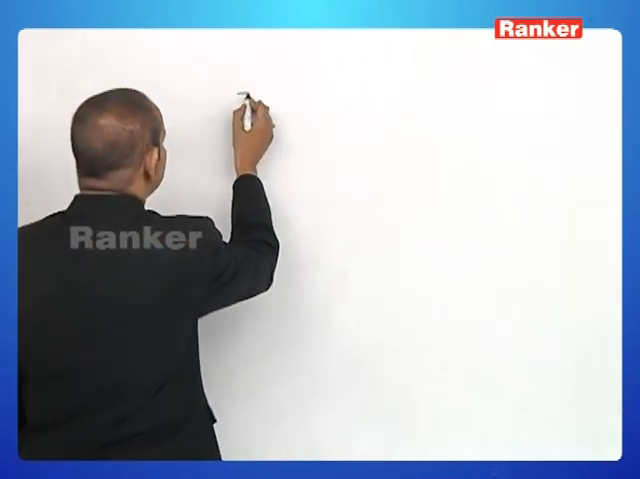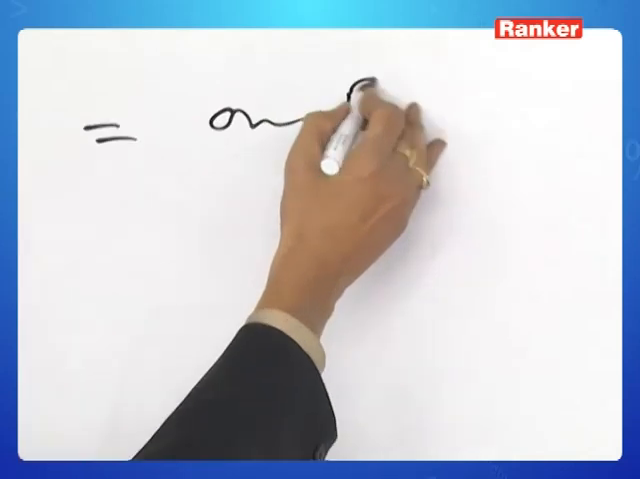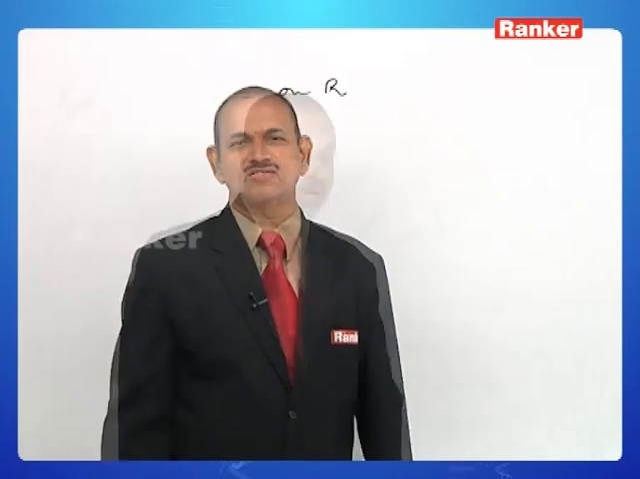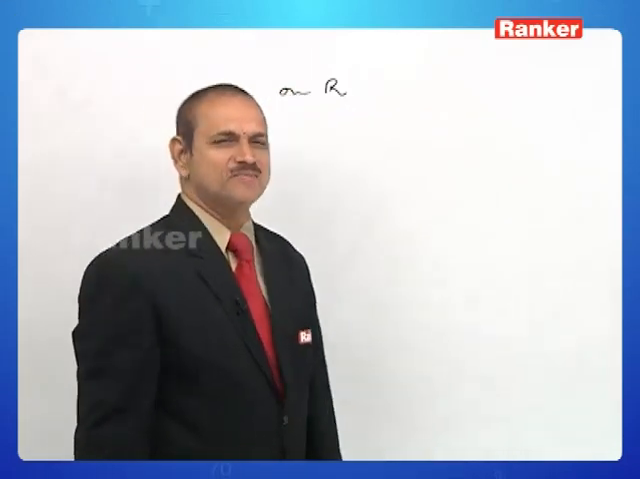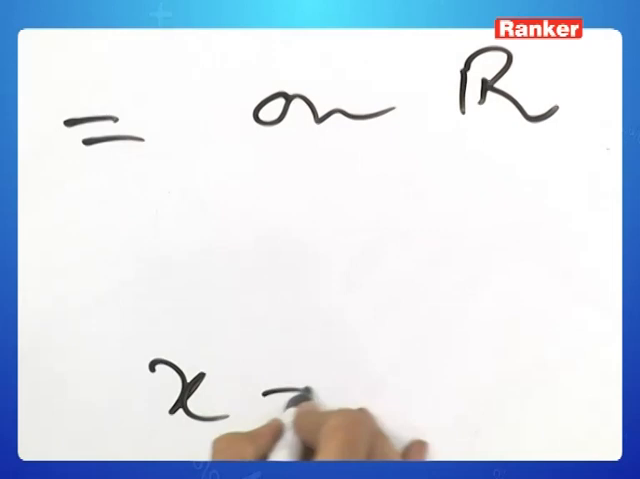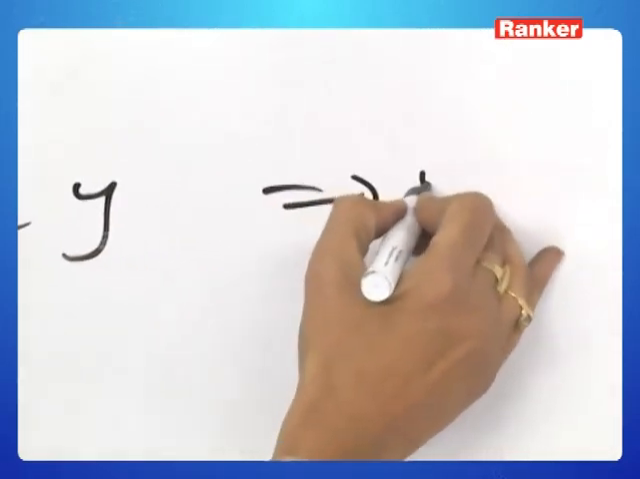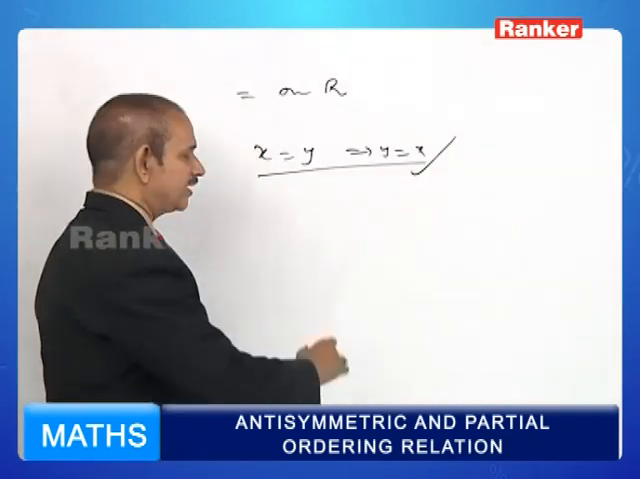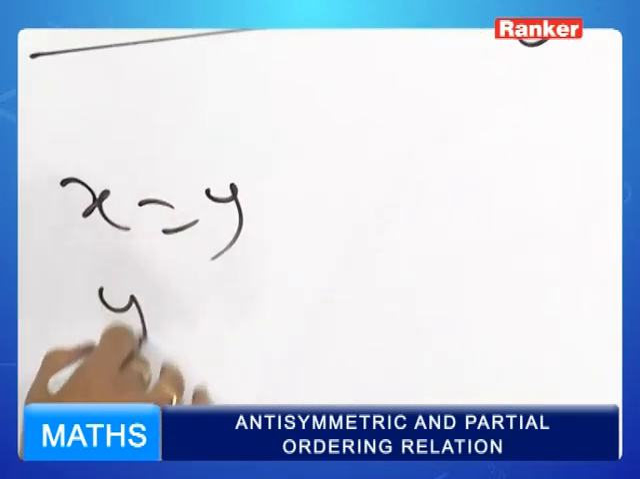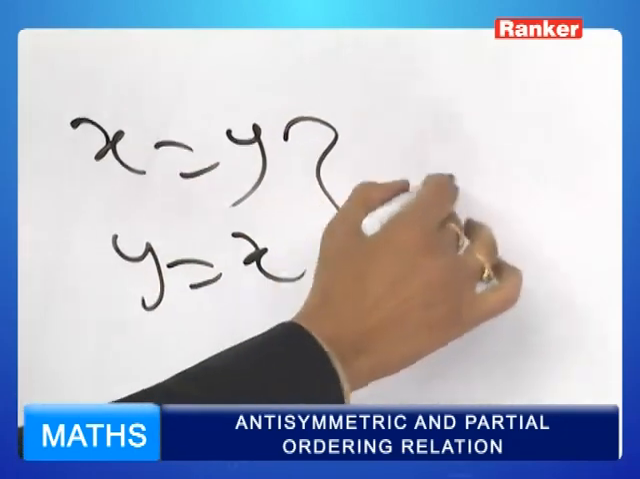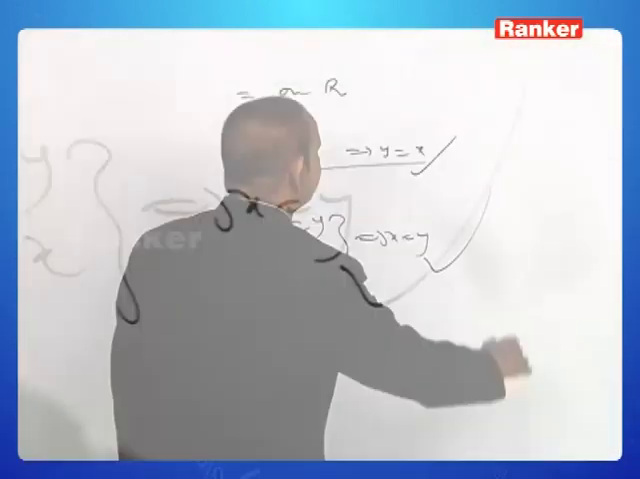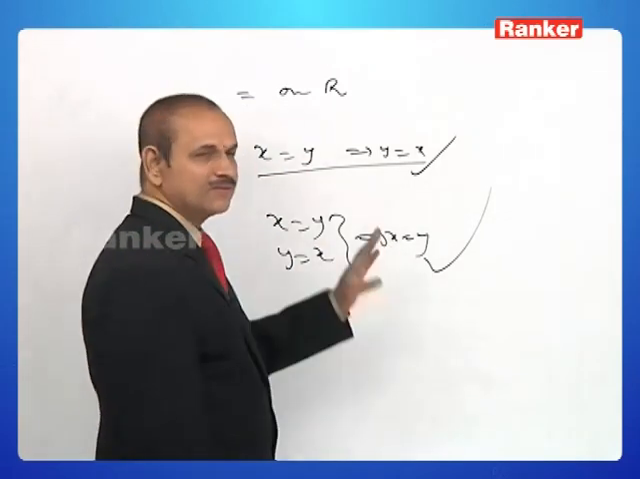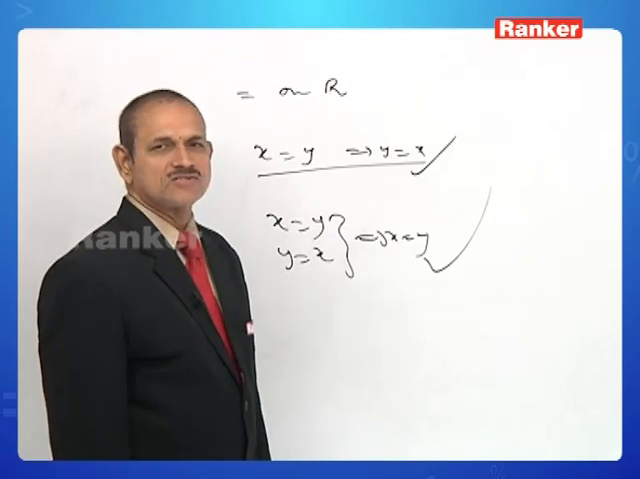Observe the relation is equal to on R. That is a special relation, which is both symmetric and antisymmetric. If x is equal to y, then automatically y is equal to x. So this is the symmetric character. Equal to is symmetric. And if x is equal to y and y is equal to x, then automatically x is equal to y, so it is antisymmetric also. Of course, by looking at equal to, you may get confused.